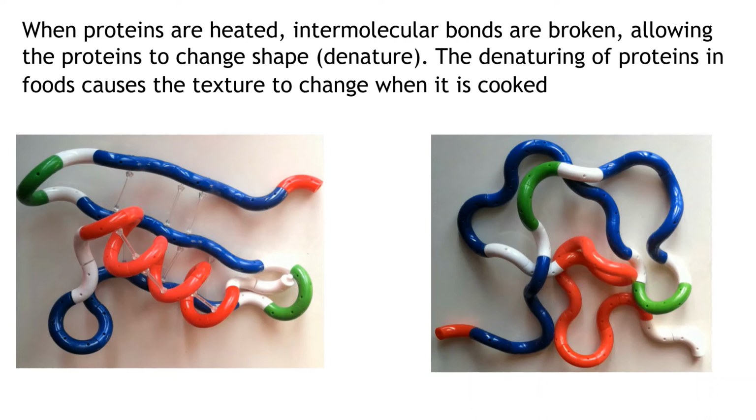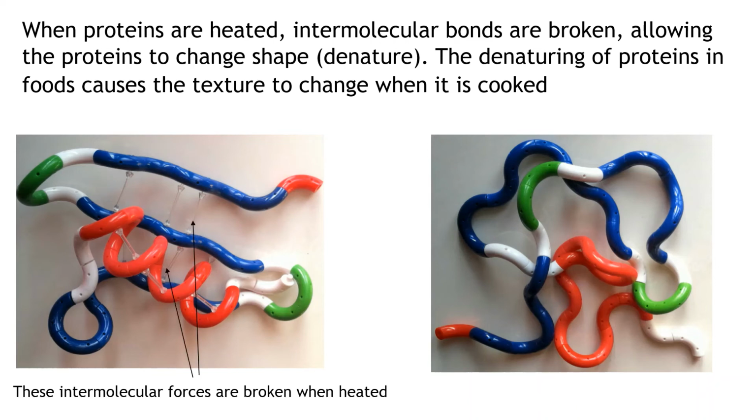denatured. If we look at this protein structure on the left, we can see a sheet and a helix formed by hydrogen bonding and intermolecular forces between parts of the protein chain. Upon heating, these intermolecular forces are broken, causing the protein to lose its shape and become denatured, and therefore lose its function.